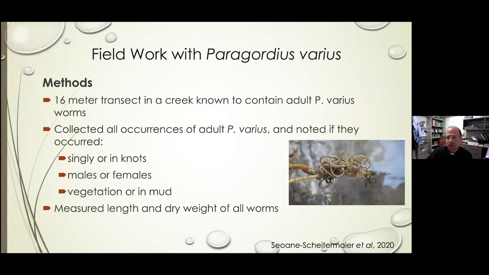Paragordius varius that we could find, and noted whether they were in these knots, or did they occur singly, just alone? And we also noted if they were male or female, and whether they were occurring on vegetation, like in this one, or were they sort of in the mud? And then we brought them into the lab and took the dry weight and measured the length of all the worms.